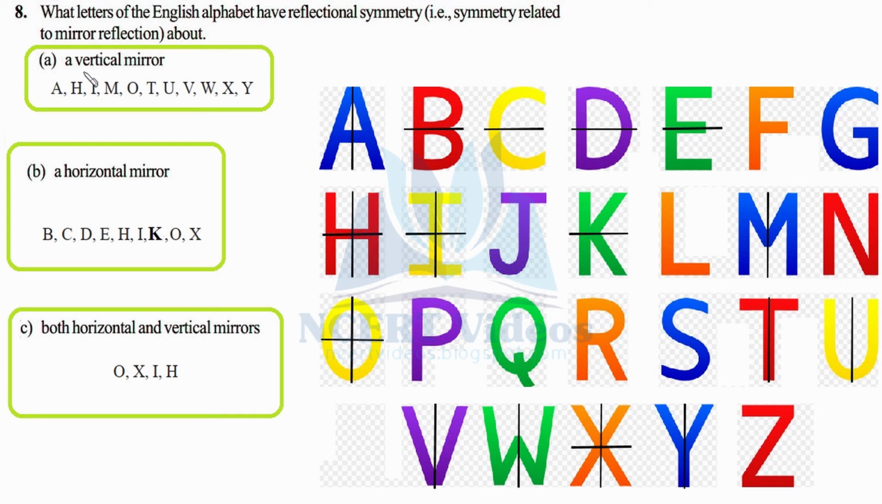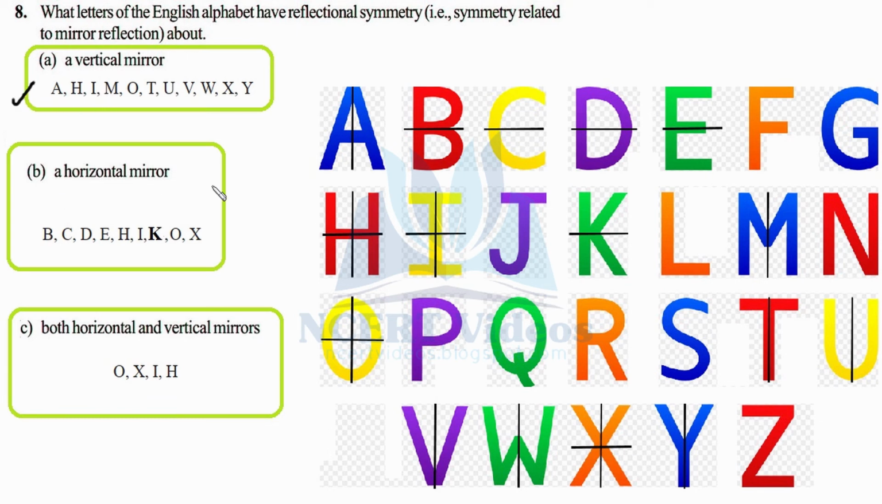So these are English alphabets and we have to find which letters have a vertical mirror, that is vertical line of symmetry. So A has a vertical line of symmetry, and we can see H has, because if you place a mirror here, you will be able to see exactly the same figure as we have of H. Then I, then we have M, then O, T and U, V, W, X and Y. So these have vertical mirror symmetry.